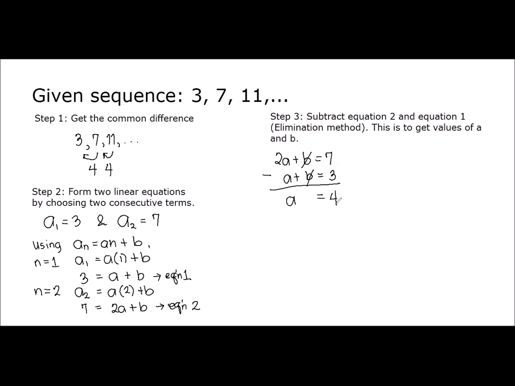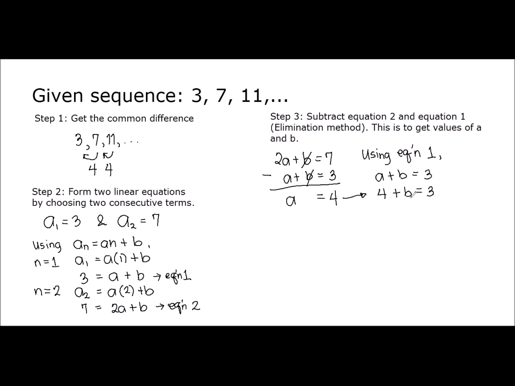Very good. Then we're not yet done because we also need to get the value of b. So you're just going to choose either of the two equations. For me, I'm going to choose equation number 1. So that is, again, a plus b is equal to 3. So we need to substitute the value of a, which is 4. 4 plus b is equal to 3.